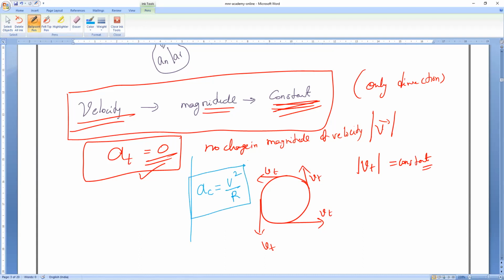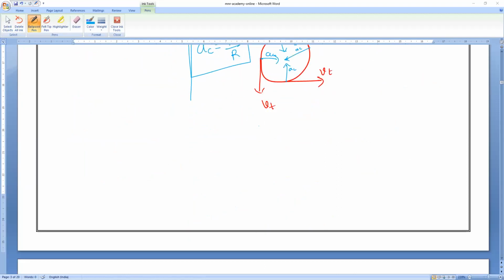V square by R. At every point, it will act towards the center. So whenever the magnitude of velocity remains constant, the tangential acceleration becomes 0.